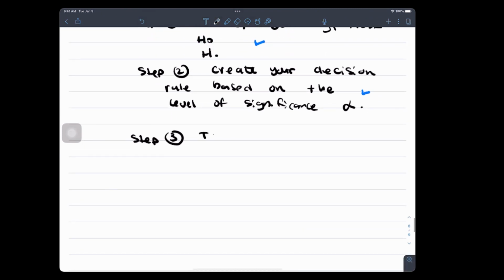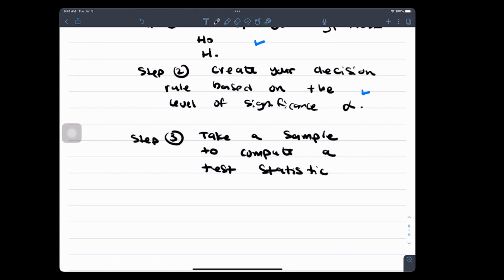Step 3 is you're going to take a sample. And you might say, what do I do with the sample? That is to compute a test statistic. So you take a sample to compute a what? Test statistic. So I always put my samples, as you guys notice, in red, and then now you're going to compute a what? A test statistic value. Now, you don't really, with these questions and homework questions, you don't go out and take a sample. They give you sample information, right? Just like in estimation, they give you sample information.